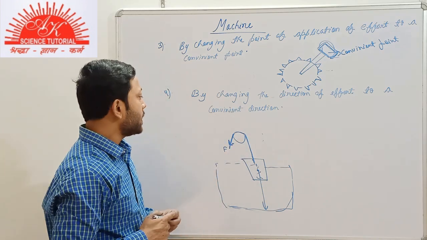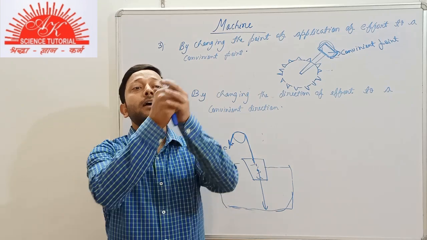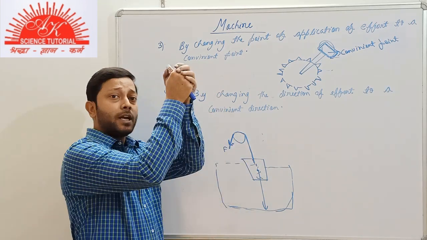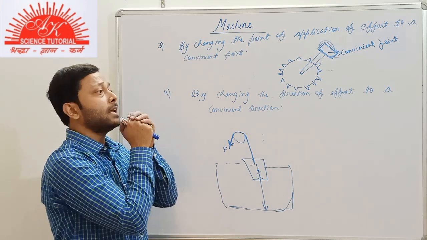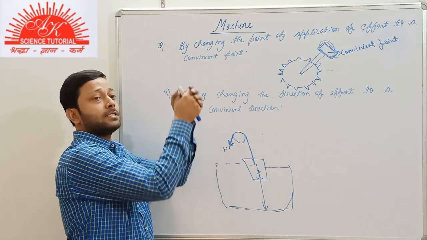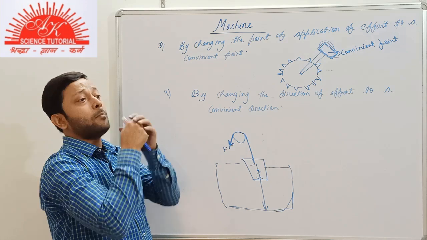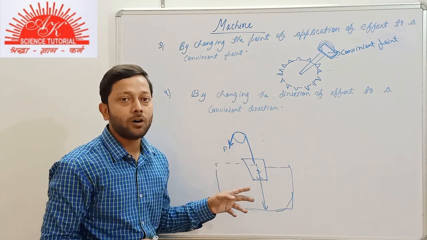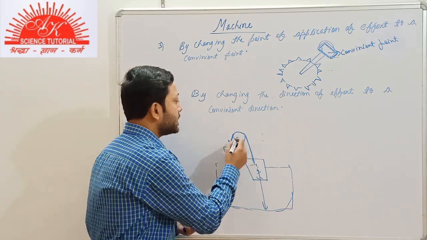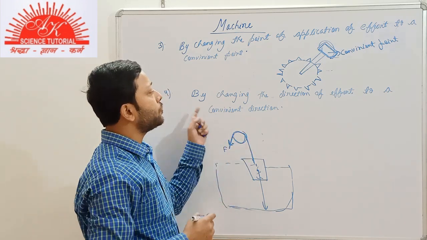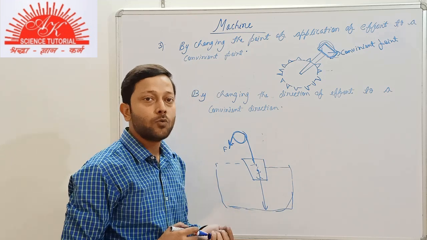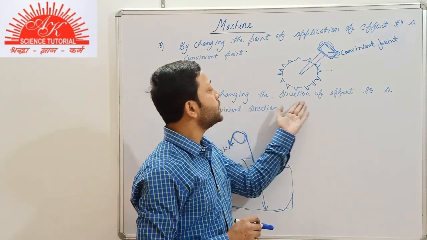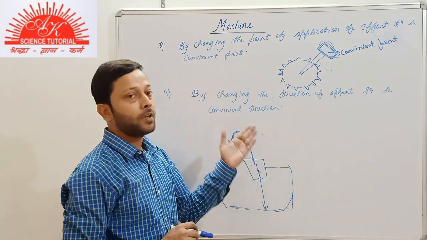One more part: in this case, I can use my own body weight. I can apply my own body weight as the effort. I can hang myself on this string, on this rope, and apply my whole body weight as the effort. So this makes my work simpler. So this is the fourth way in which a machine can make our work simpler, that it can change the direction of effort to a convenient direction.